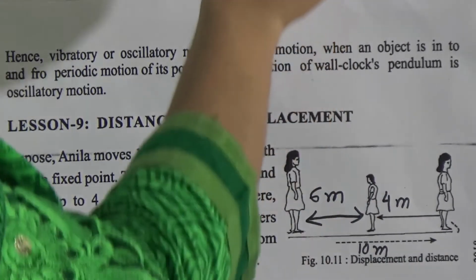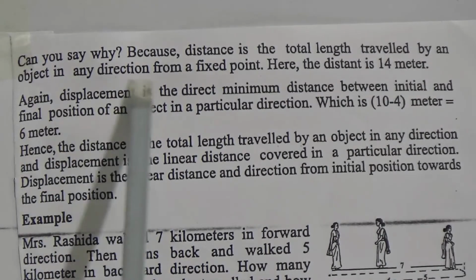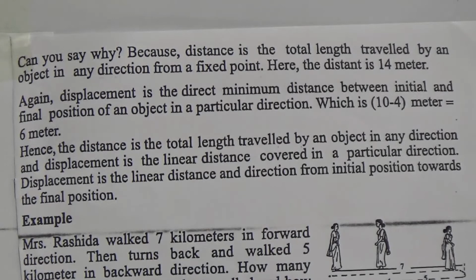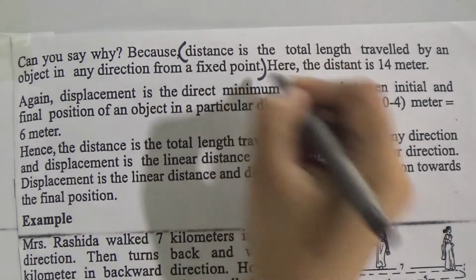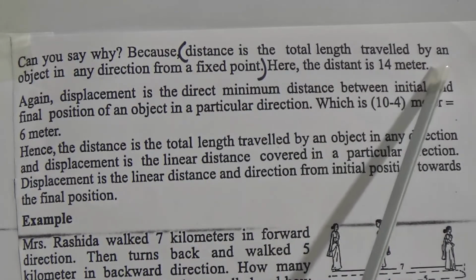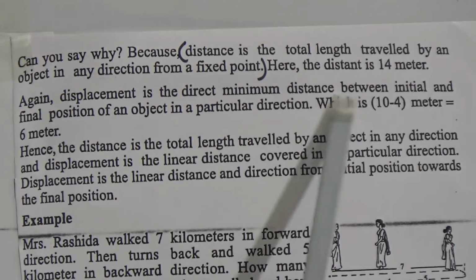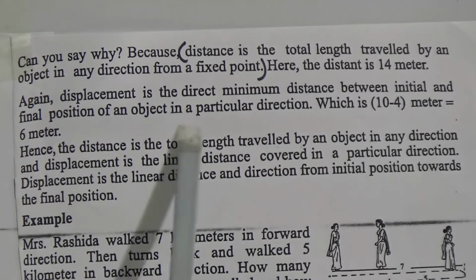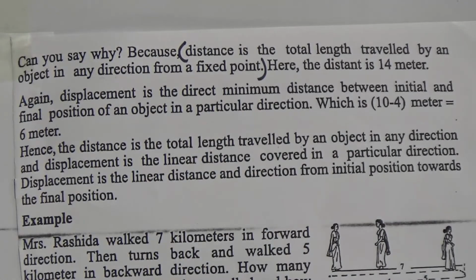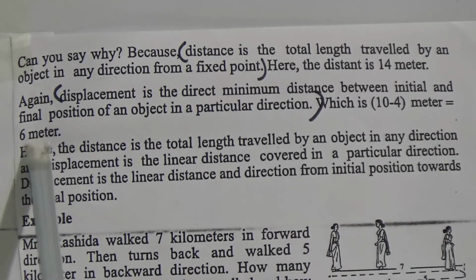Now come to the next page. You can say why? Because distance is the total length travelled by an object in any direction from a fixed point. Underline this. This is the definition of distance. Here the distance is 14 meters. Again, displacement is the direct minimum distance between the initial and the final position of an object in a particular direction. That means this is the definition of displacement, which is 10 minus 4 meter, that means 6 meter.